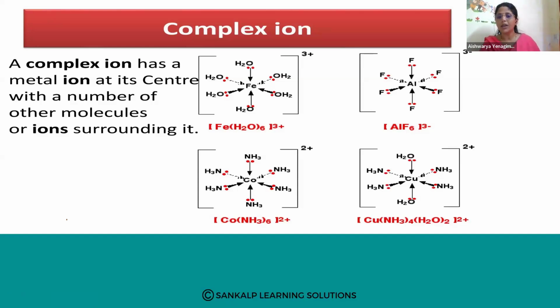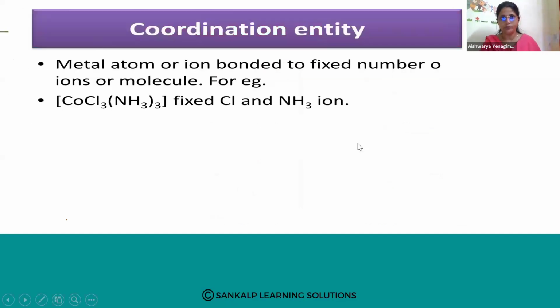ಒಂದೇ ತರದ ligands ಇರಬೇಕಂತ ಇಲ್ಲ. They can be different types of ligands also in the complex ion. Getting my point? ಬೇರೆ ಬೇರೆ ತರದ ligands ಇರಬಹುದು.